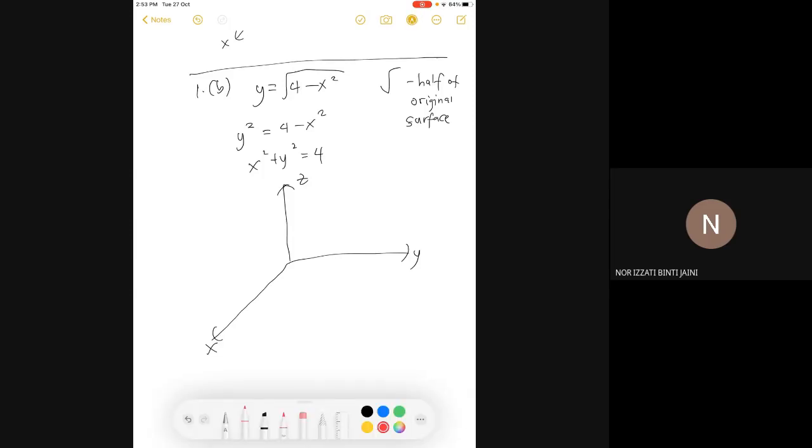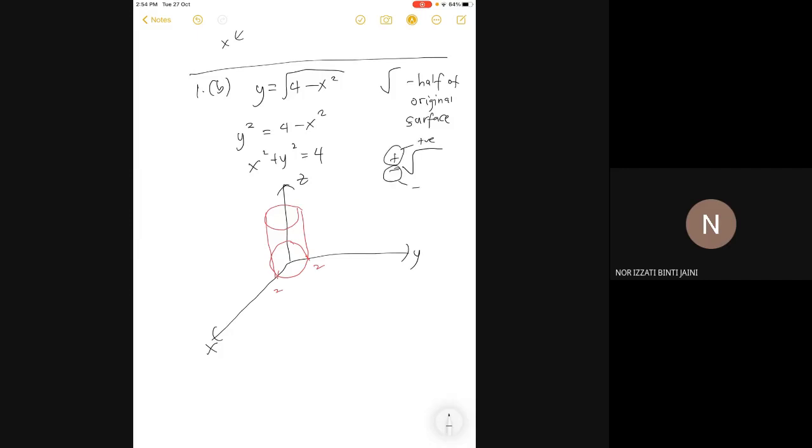Okay, original dia akan ada sepanjang paksi Z. Atas dan bawah, lukislah atas dan bawah, with a radius 2. However, the question only one half kan? Half mana? Half y positive. So square root ni dia akan ada positive negative. The positive means on the positive side of the axis, the negative means on the negative side of the axis. Now dia ada positif kat sini kan, so pada y positif.